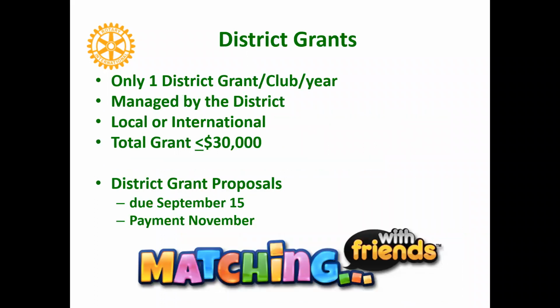Only 1 district grant per club per year. These are grants that are managed by the district. They can be local or international. The total grant cannot be more than $30,000. District grant proposals are due by September the 15th, and payment is in November or sometime early December. As soon as we get them through evaluation, they go back to Rotary International, and then they'll come back to us. And then the funds are distributed. Next slide, please.